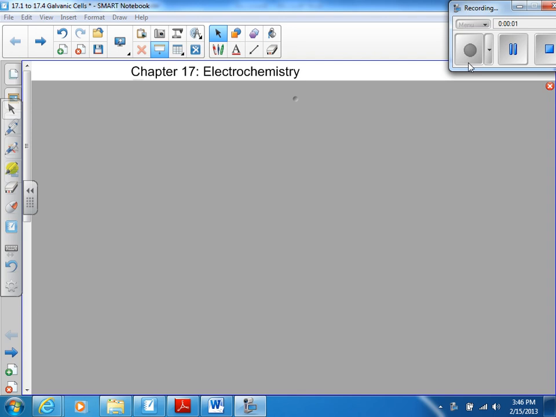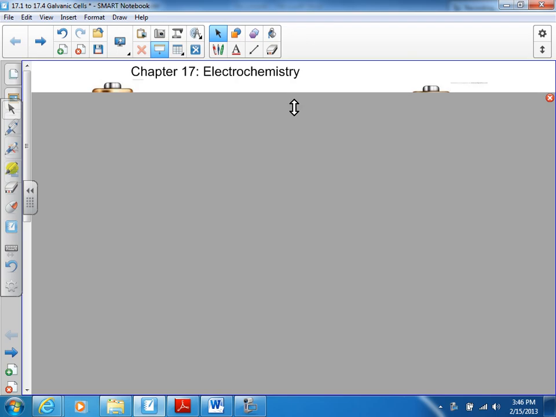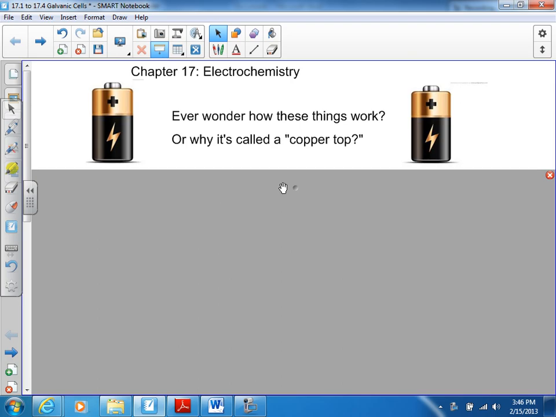So we are now doing Chapter 17, Electrochemistry. This is very exciting. We're almost at the end. So, what are these things?